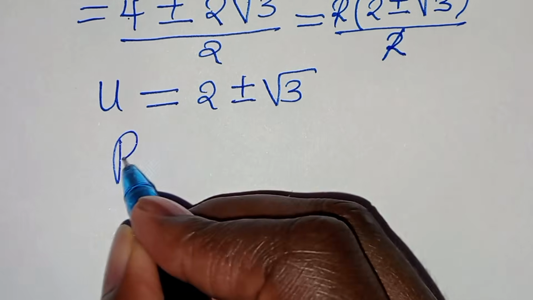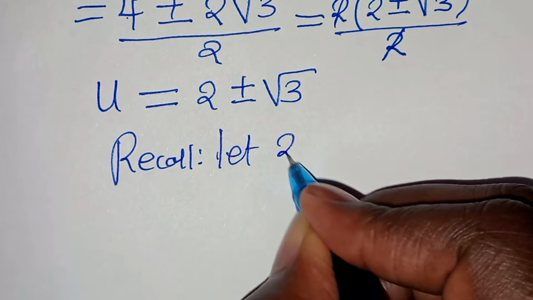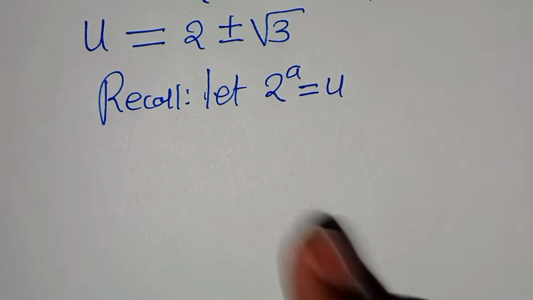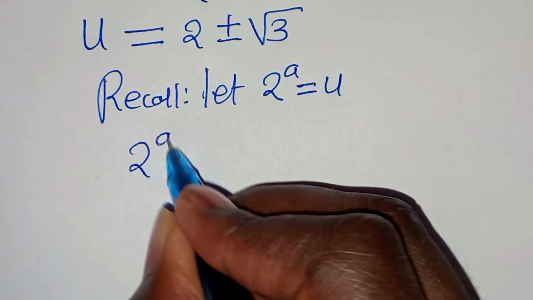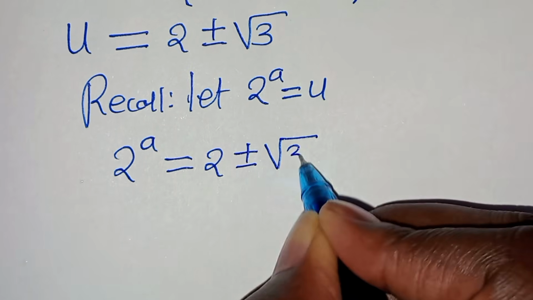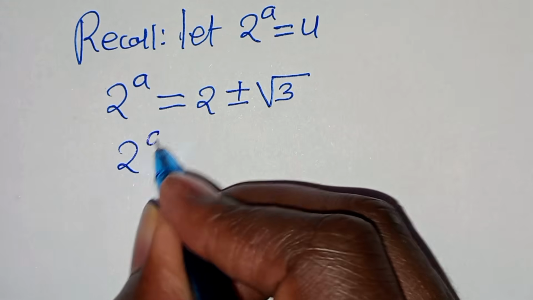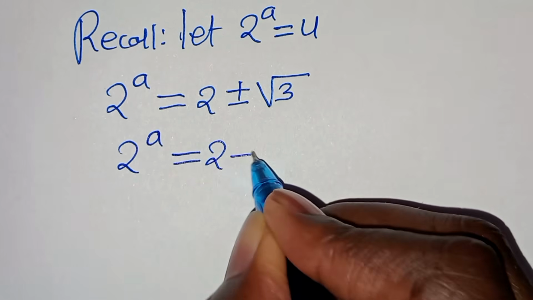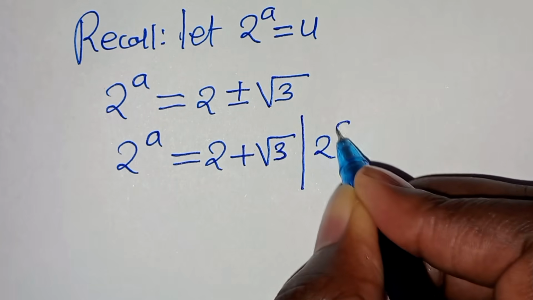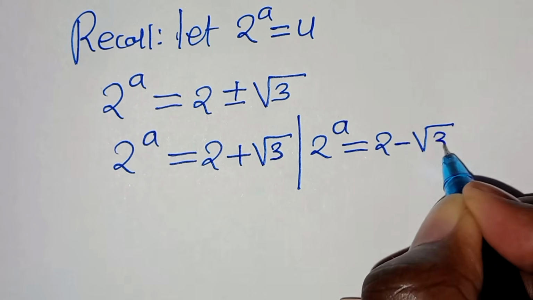Now if you recall, we are saying that let 2 to the power of a be equal to u. So we have that 2 to the power of a is equal to 2 plus or minus square root of 3. So we have 2 to the power of a equal to 2 plus square root of 3, and we have 2 to the power of a equal to 2 minus square root of 3.